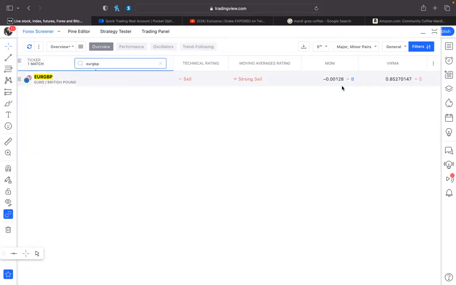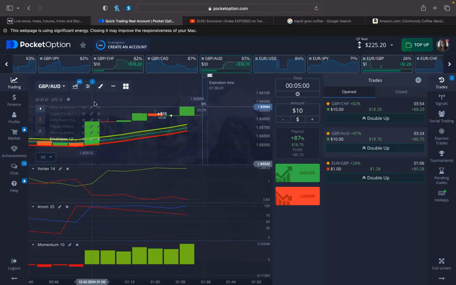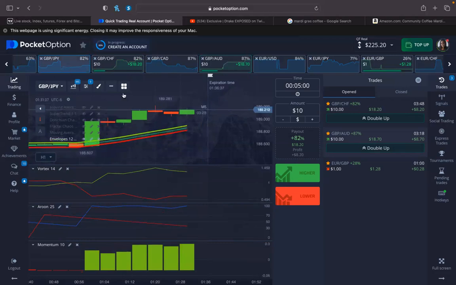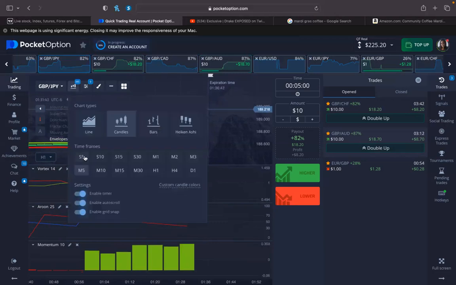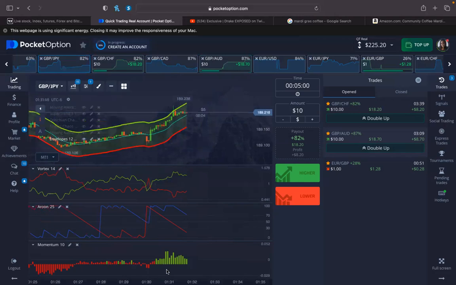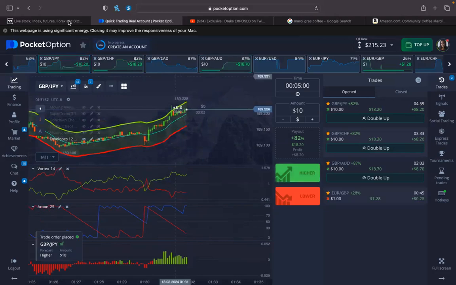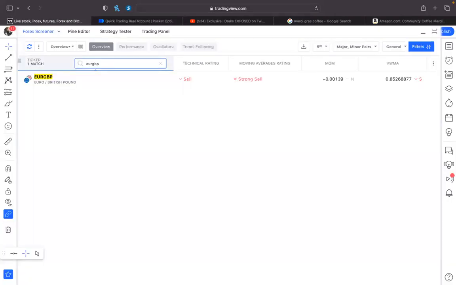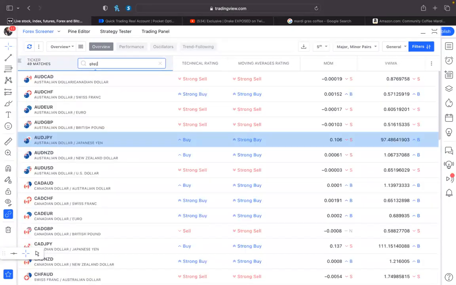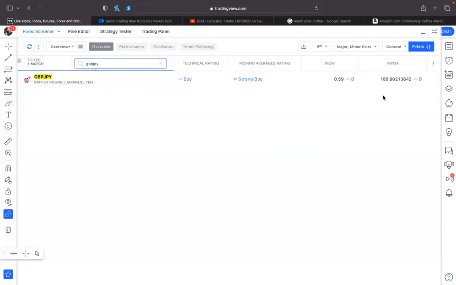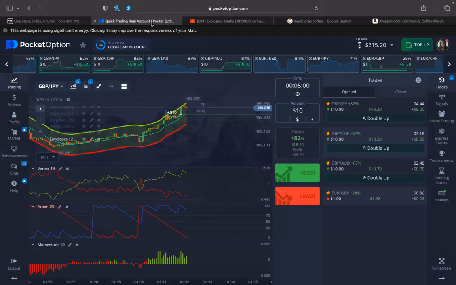We have 3 out of 4 on the sale, but I'm confident it's going to go down. GBP JPY is also in a buy position on the 5 minute. And we have a buy all the way across. So let's let these marinate and see how it plays out.